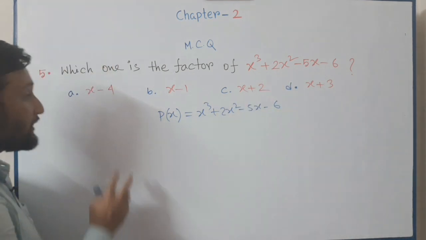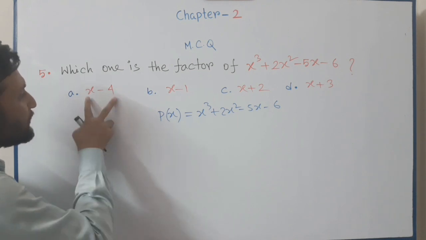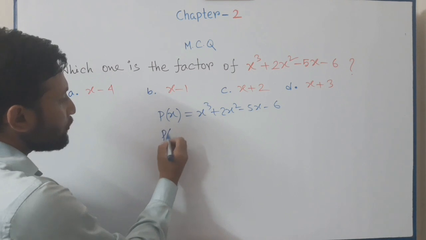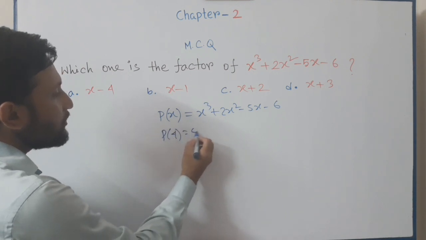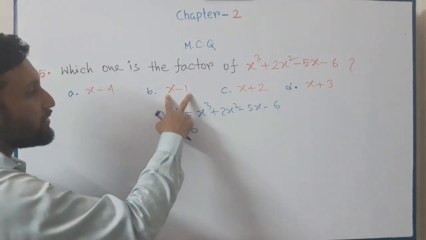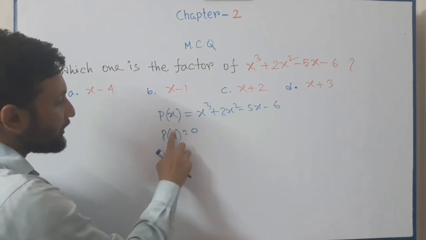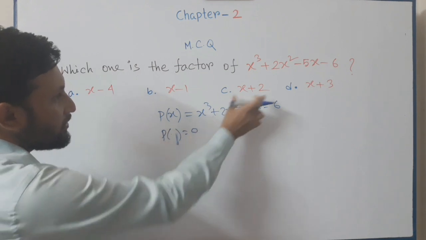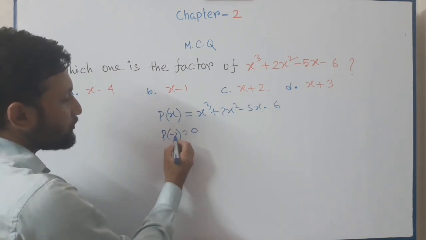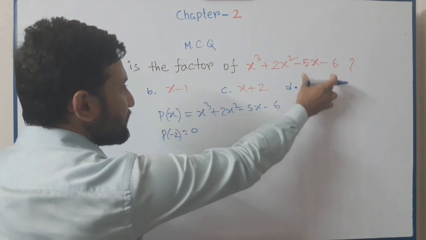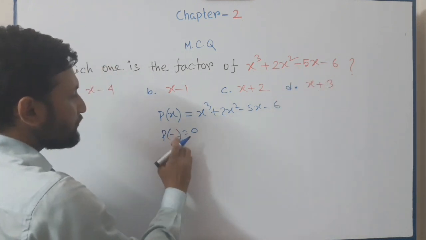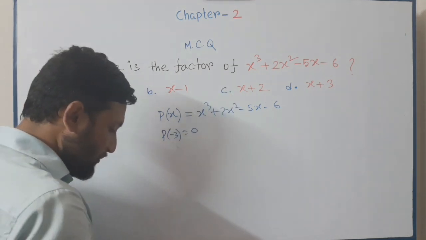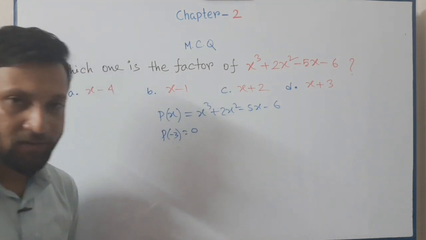Here we know the factor theorem. If x minus 4 is a factor of this polynomial, then p of 4 must be 0. If x minus 1 is a factor, then p of 1 equals 0. If x plus 2 is a factor, then p of minus 2 equals 0. If x plus 3 is a factor, then p of minus 3 will be 0. So which one is right? By using a calculator we can easily find our solution.